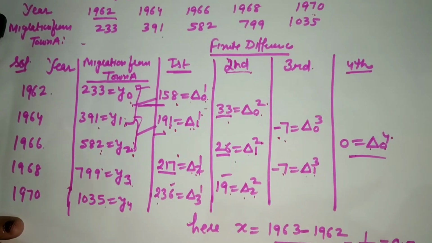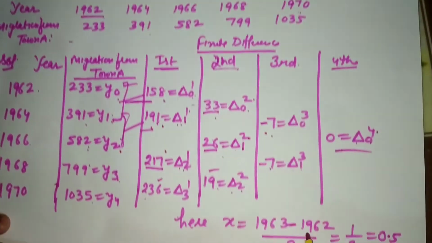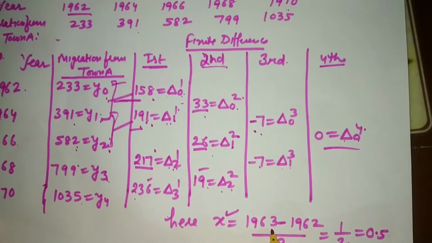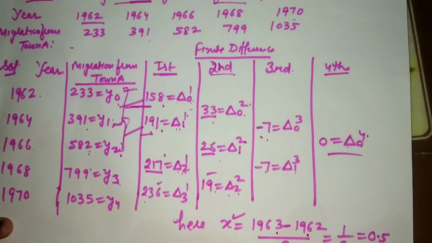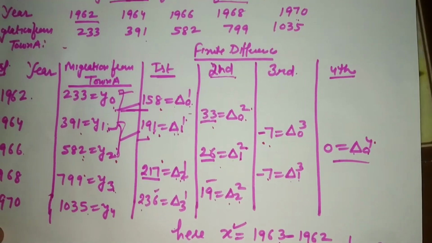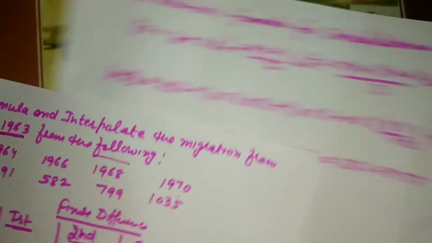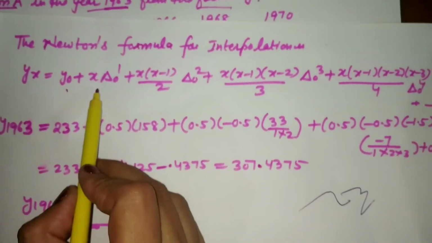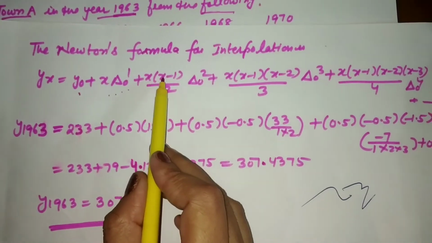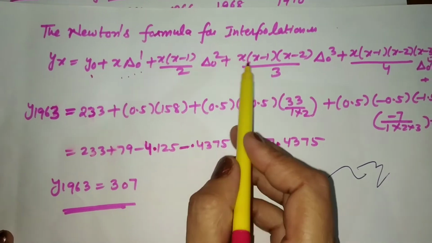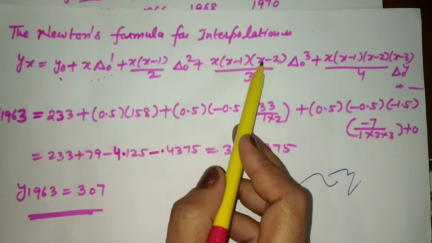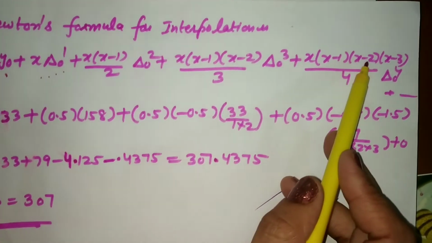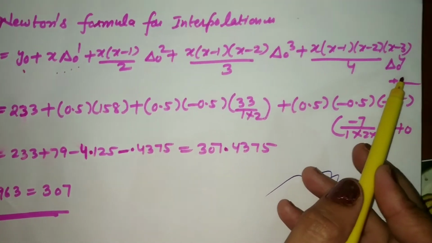Now I want to calculate for the year 1963. So how will I calculate x? x is equal to (1963 minus 1962) divided by 2, that is 1 by 2, which is 0.5. Now Newton's formula is y_x equal to y0 plus x Δ0¹ plus x(x-1)/2 Δ0² plus x(x-1)(x-2)/3 Δ0³, then x(x-1)(x-2)(x-3)/4 Δ0⁴ and so on.